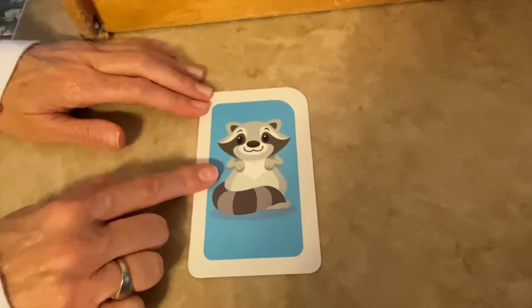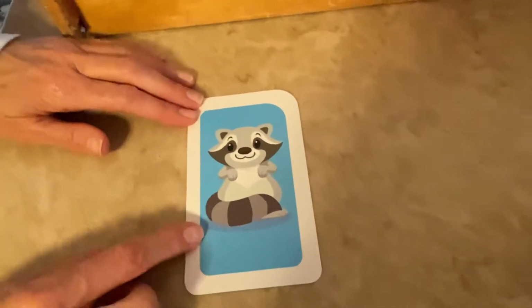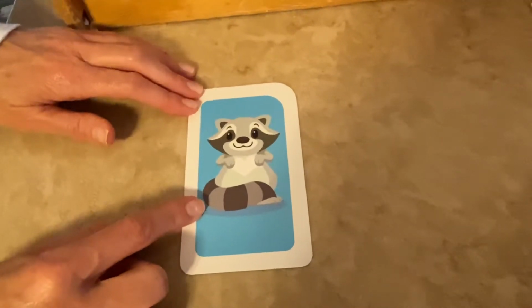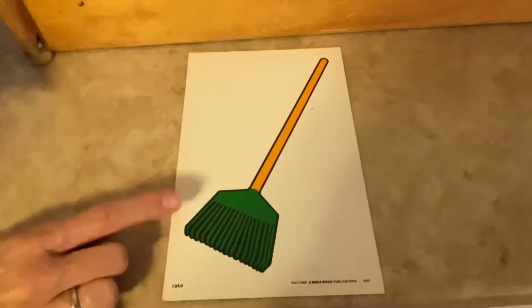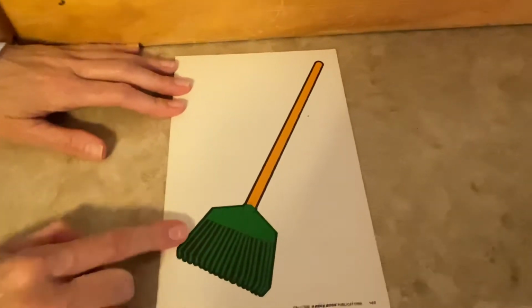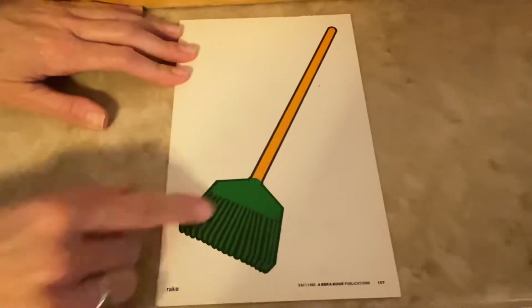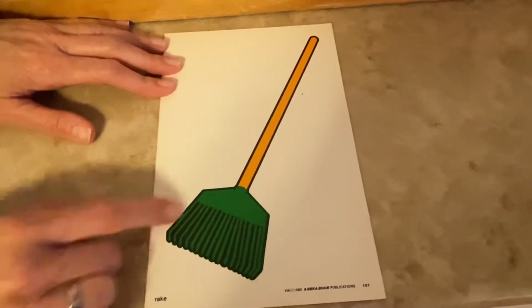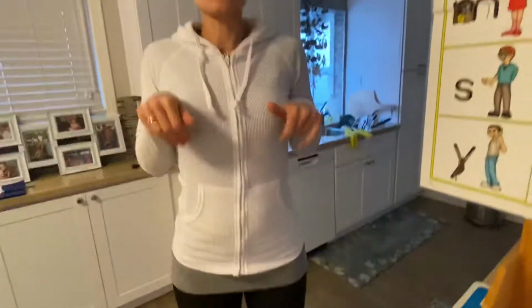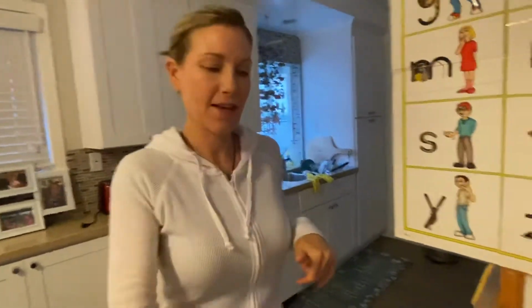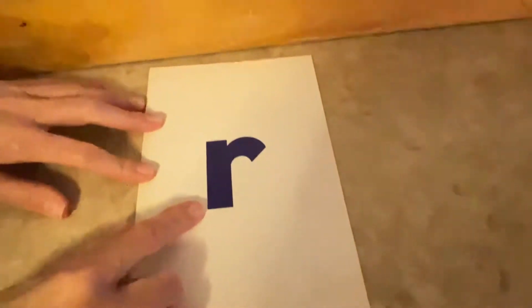Got that one. So now we have this picture. What animal is this? That's right. It's a raccoon. This is our focus letter. Let's do it together. Ready? Raccoon. Raccoon. That's right. R, raccoon. Let's see another focus letter. Oh, what is this? Some of you may not know what this is. It's kind of hard to see. It might look like a broom, but it's actually called a rake. You rake leaves with them. So let's do that together. Rake, rake. Yes, it's R, that's right.